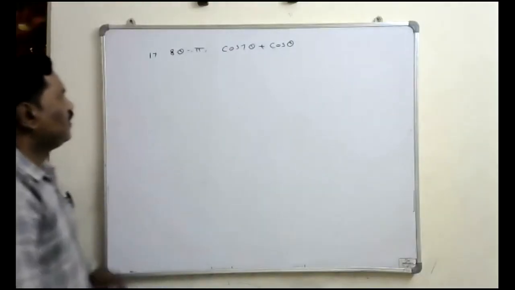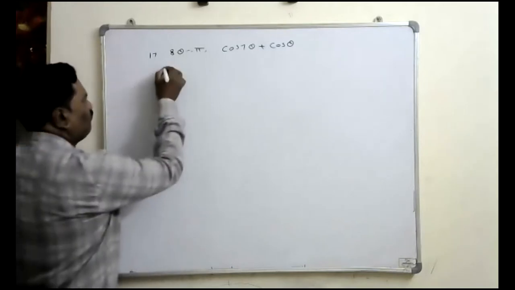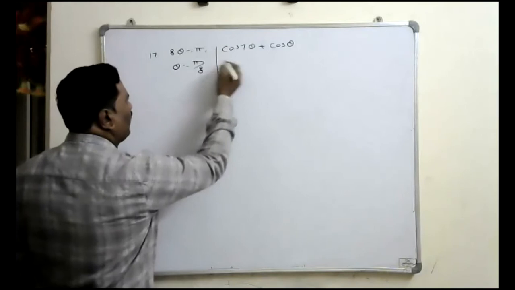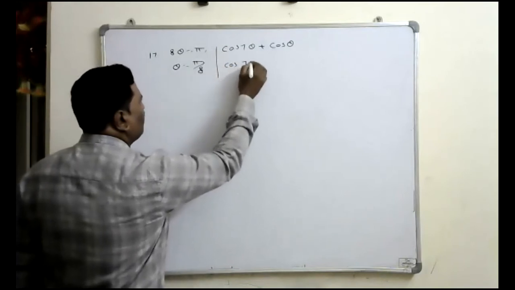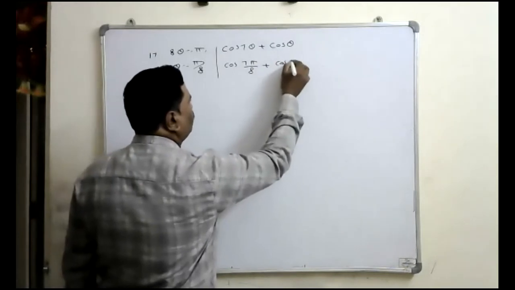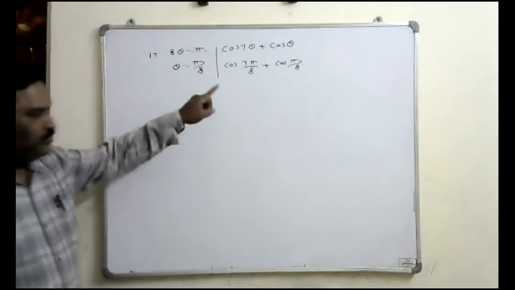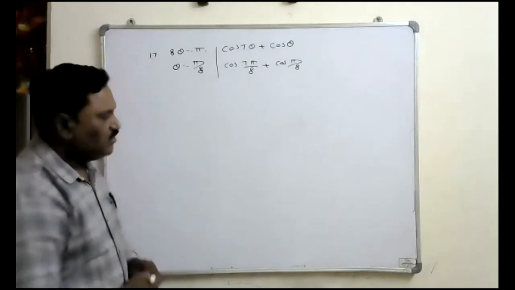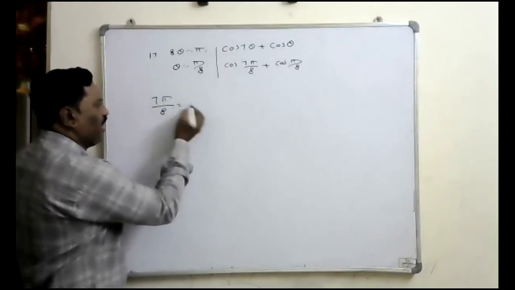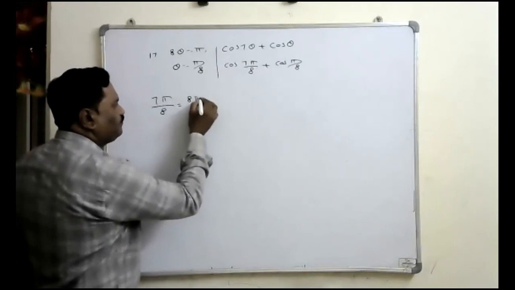To find this, 8 theta is pi, so divide by 8. Therefore, theta is equal to pi by 8. So substitute this angle here. It is cos 7 pi by 8 plus cos pi by 8. Now the first, bigger angle is 7 pi by 8. How do we write this 7 pi by 8? So 7 pi, I can write as 8 pi minus pi.